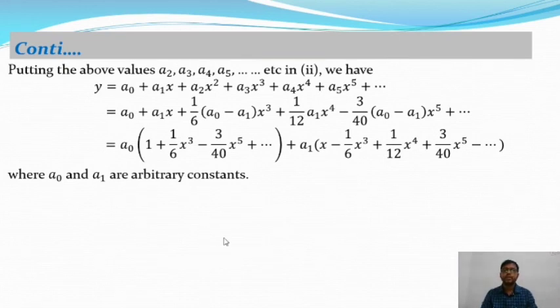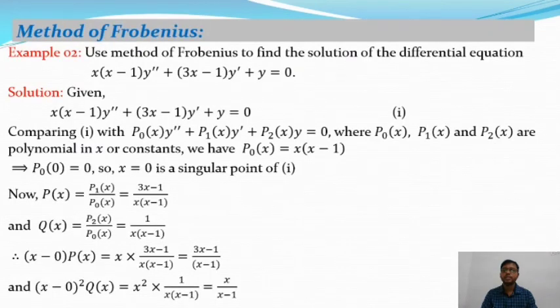After that, we will discuss the second method of series solution of ordinary differential equation. The method will be the method of Frobenius. So here is the example of the second method. Use the method of Frobenius to find the solution of the differential equation x into x minus 1 y double dashed plus 3x minus 1 y dashed plus y is equal to 0. So here is the solution of the given differential equation.